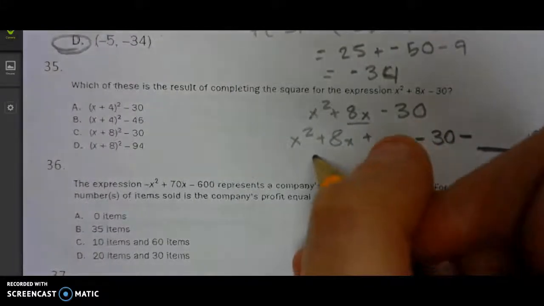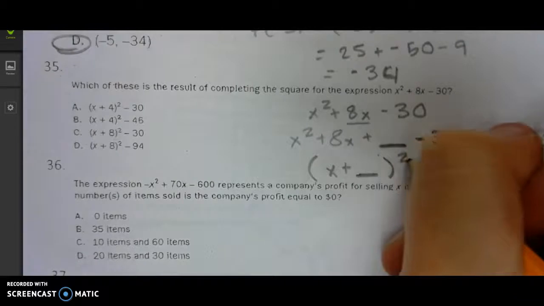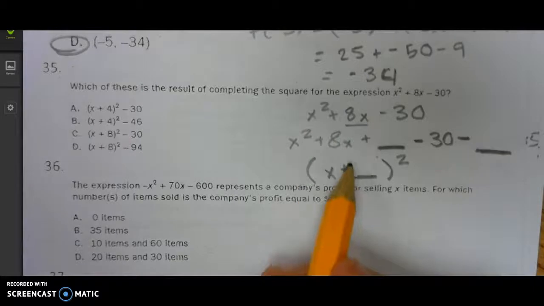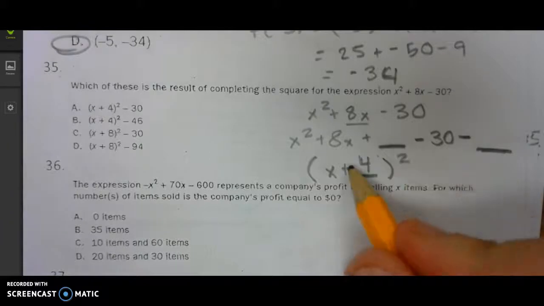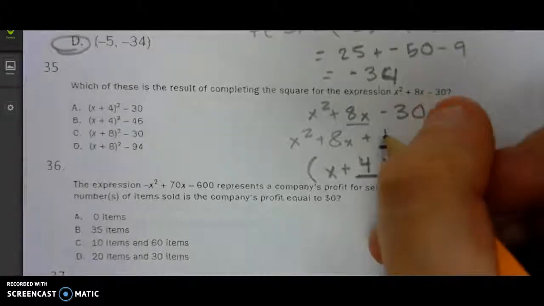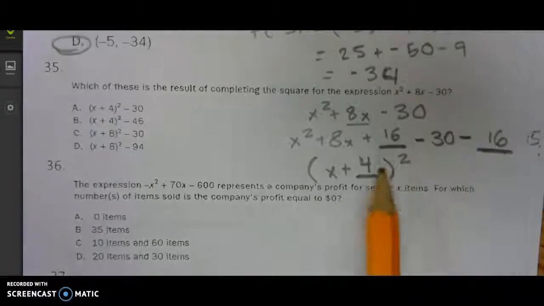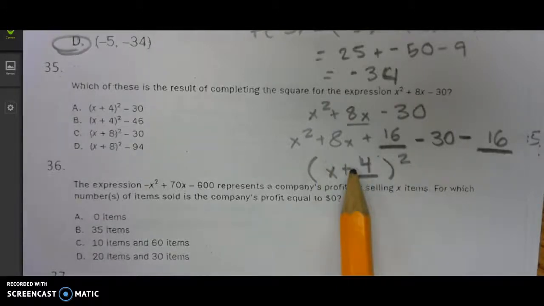So when I do this, I'm going to go ahead and write the next step. And I need whatever's going to double to become 8. So that's 4. Half of 8 is 4. But what I'm going to put right here is this number squared, because when I FOIL this back out, I get 4 times 4 is 16. And I put that in both blanks up here. So I add 16 to this equation, and I take it away again, because half of 8 was 4. When I FOIL this back out, I would get this number.